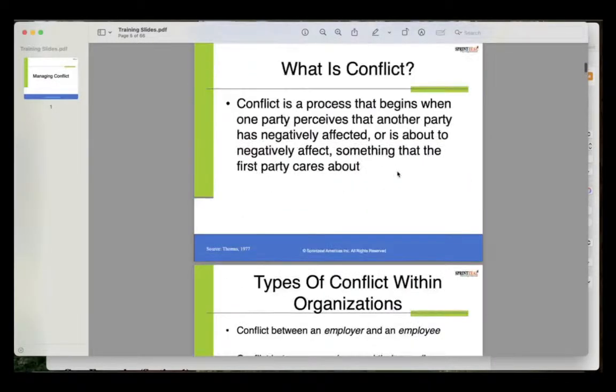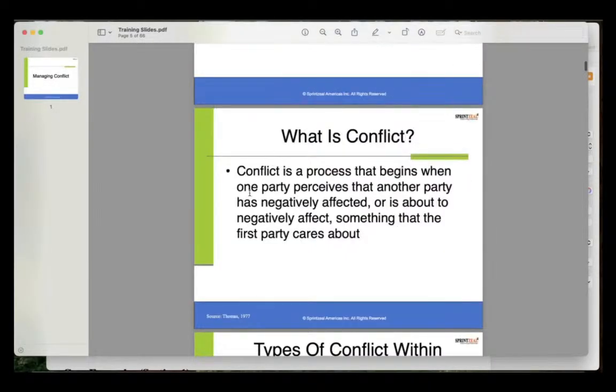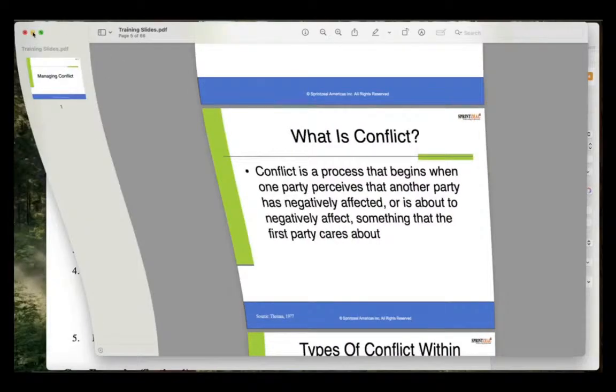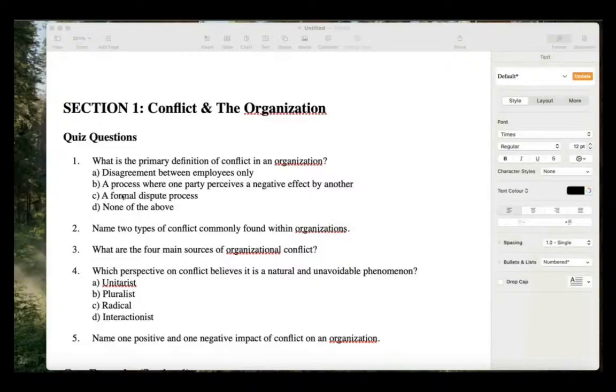So this is about conflict. What we have discussed about conflict is that conflict is a process that begins when one person or one party perceives that another party is negatively affected or is about to negatively affect something which the first party cares about. Okay, so what I remembered was that it needs two parties. Oh, then it should be B. Yes, so it should be B, right? Is it clear? Yes.